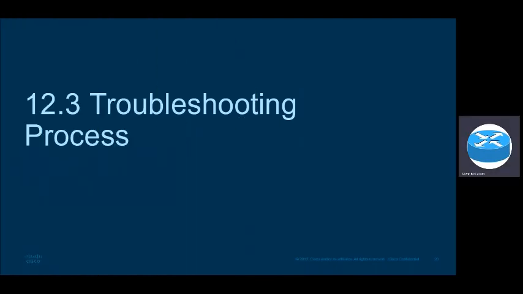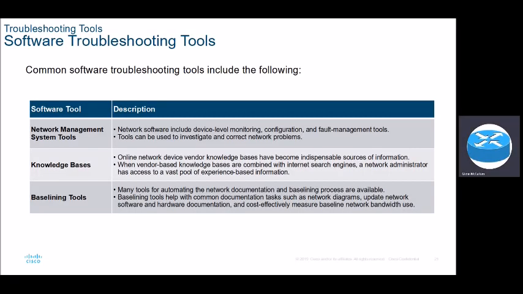All right, so the process. So common software troubleshooting tools include the following. So network management system tools. So device level monitoring, configuration and fault management tools. We did do a chapter on that not long ago. Tools can be used to investigate and correct network problems.